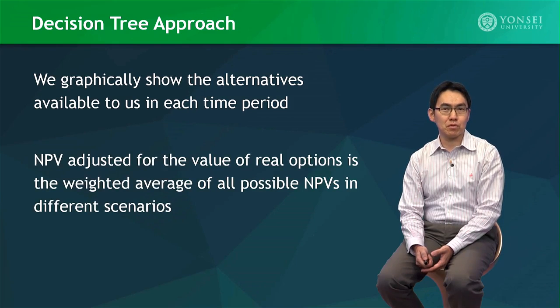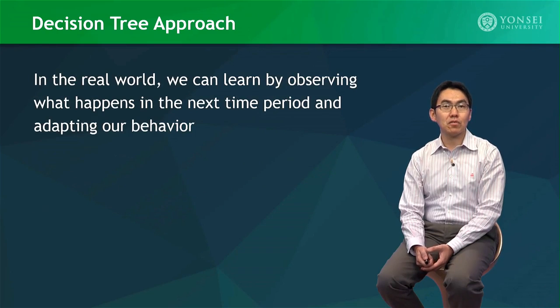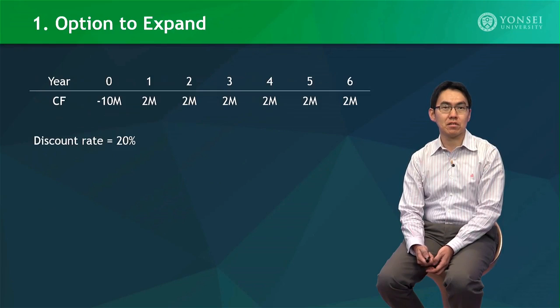In the decision tree approach, the modified NPV, which is adjusted for the value of real options, is the weighted average of all possible NPVs in different scenarios, where probabilities of different states are used as weights. The value of real options arises because we can learn by observing what happens in the next time period and adapting our behavior based on our observation.